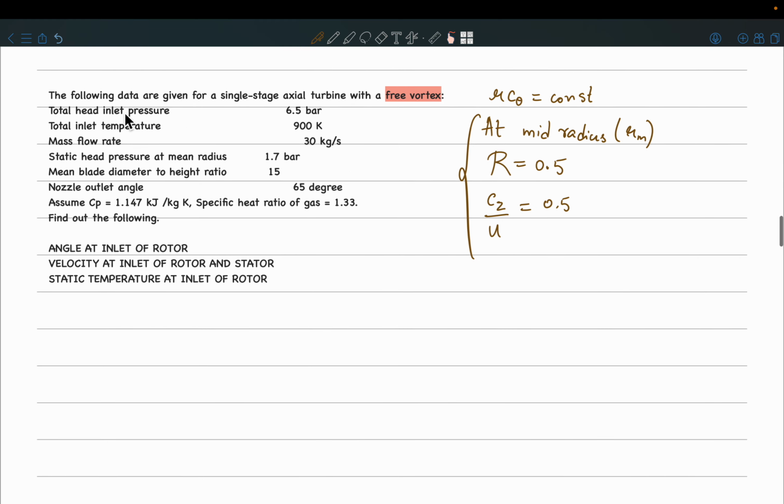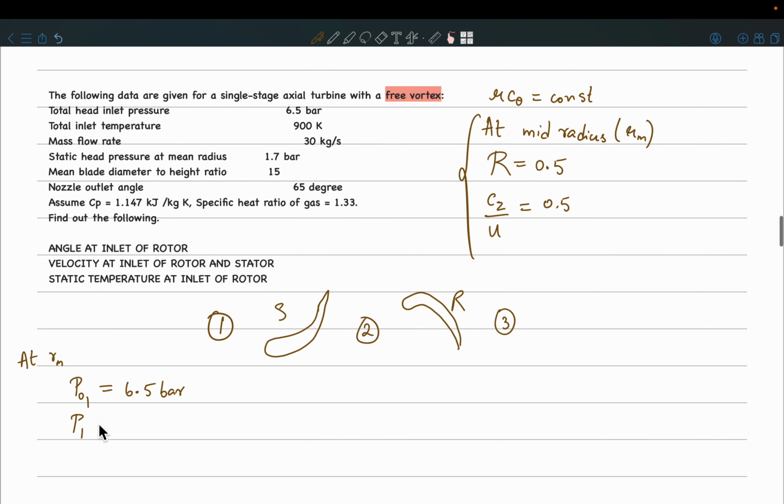So now what is given to us? We are given the total head inlet pressure. I'll just redraw here that you have a stator. So this is your first stator blade, and then you have a rotor blade. So this is station 1, station 2, and then station 3 over here. What we are given is the total head inlet pressure, which is P naught at station 1, given to be 6.5 bar, and we are also given P1, the static head pressure at mean radius. We are calculating everything at the mean radius Rm. P1 is given to be 1.7 bar, and we are also given T01, which is 900 Kelvin. So now we can easily find T1.